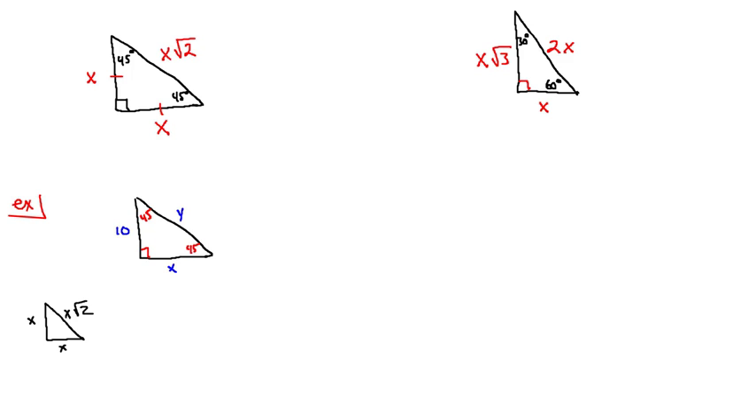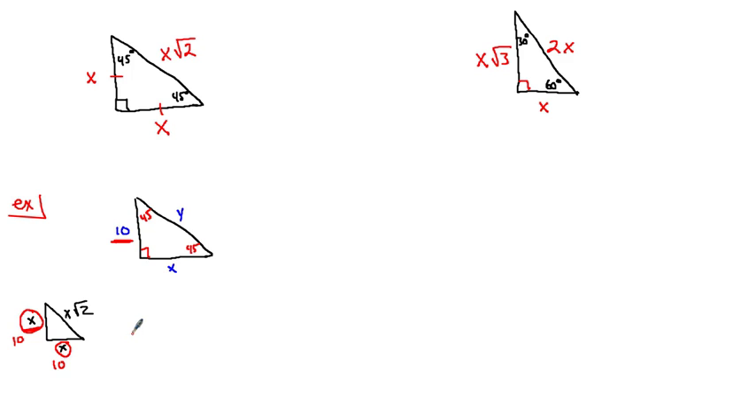And then you ask yourself, what does the side I know match up to in my 45, 45, 90 pattern? And you'll see that the 10 and the X are in the same spot. So what that means is this X equals 10. But that also means that this one is 10, right? So this is 10 and this is 10.